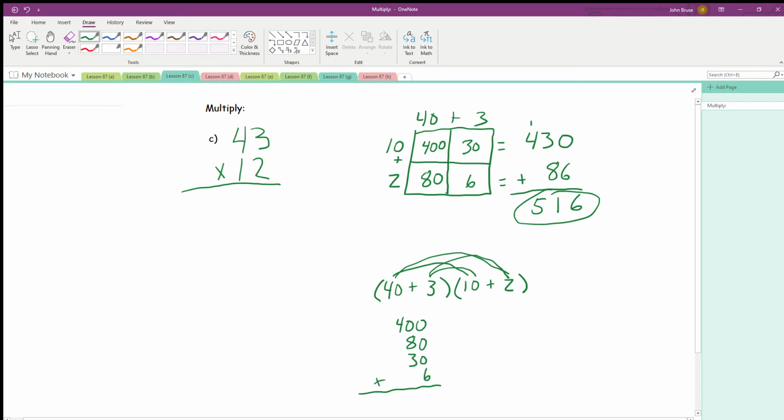We're going to add those up. We've got 6, 8, 3 is 11. Carry the 1. That leaves us 516.